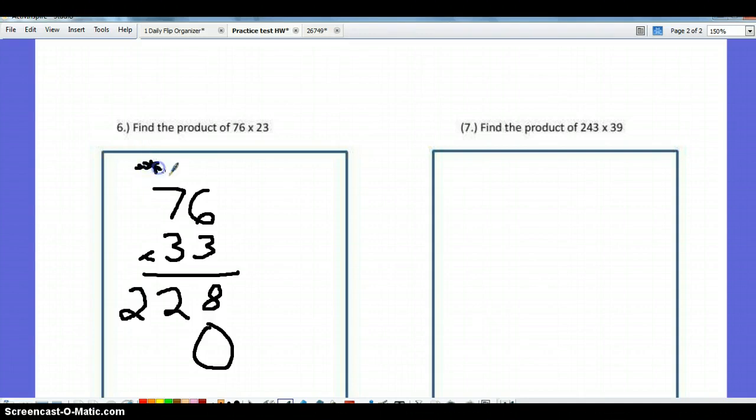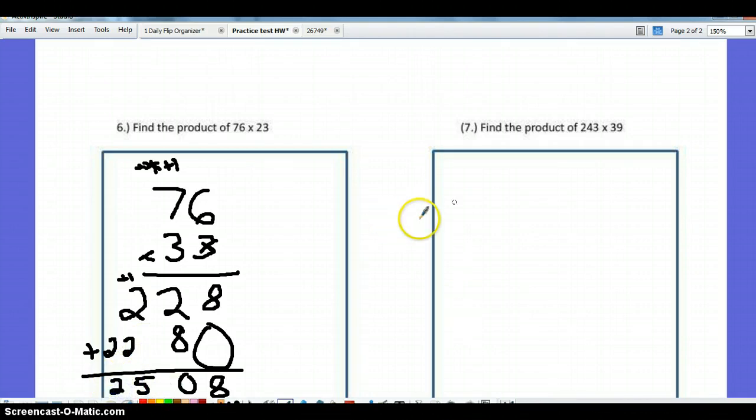So again, since I'm done with this one and I'm done with that one, I can bring up my 1, bring down my 8, and 7 times 3 again is 21, plus 1 is 22. And again, because multiplication is nothing but repeated addition, add these numbers together. 8 plus 0 is 8. 8 plus 2 is 10. Carry my 1, bring down my 0. 2 plus 1 is 3, plus 2 is 5. And then bring down my 2. The lattice method, very similar.